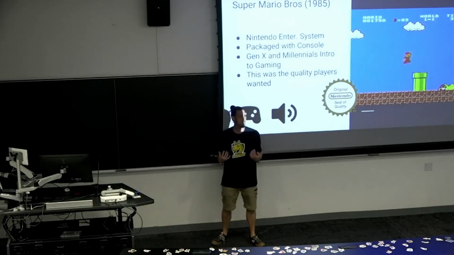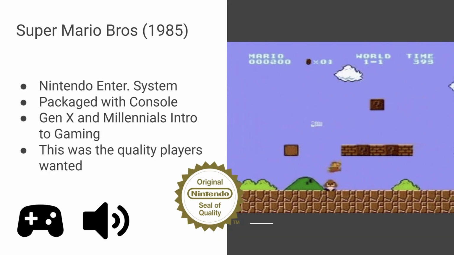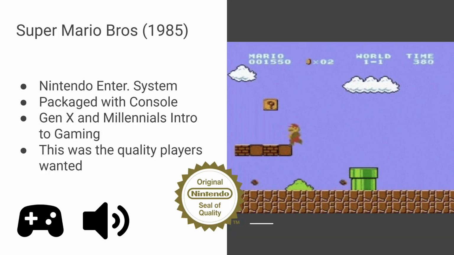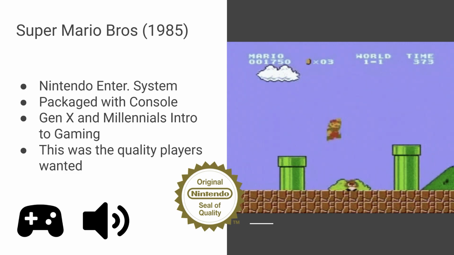Like, that built the trust of the consumer back. They were burnt from the Pac-Mans, the ETs. That Nintendo seal of quality kind of earned back a lot of that trust, combined with really, really fun games.